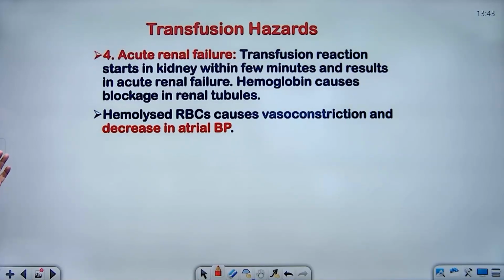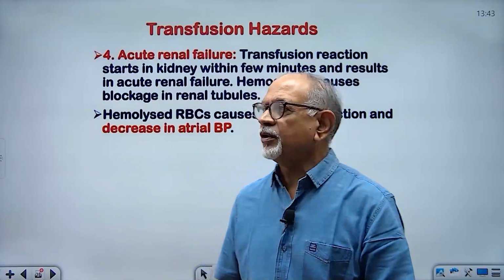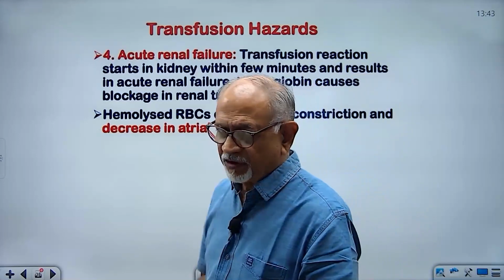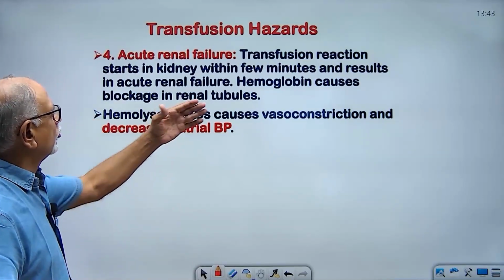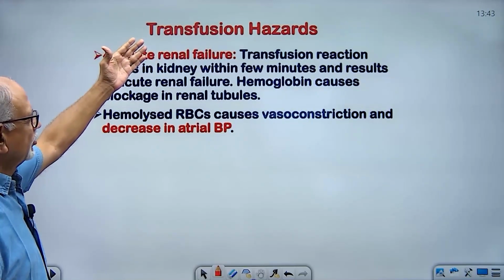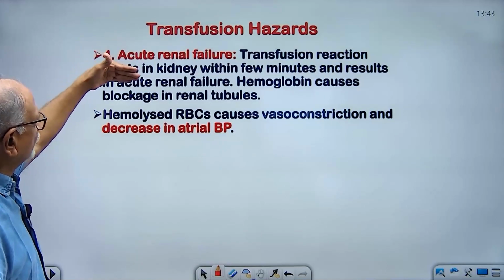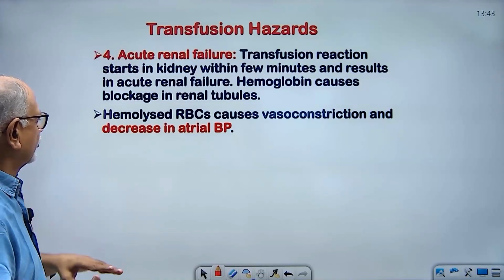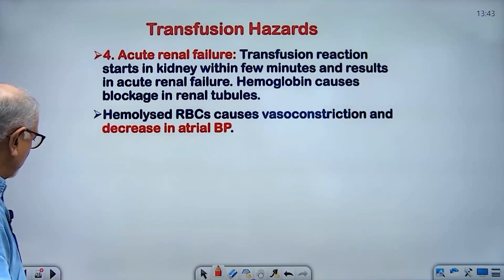Now, if the transfusion is not proper, then there can be acute renal failure. This is due to destruction of RBCs and release of hemoglobin. That hemoglobin blocks the renal tubules, thereby causing dysfunction in the kidney and failure of the kidney. So, this is due to hemoglobin. Then hemolyzed RBCs cause vasoconstriction, and sometimes it also affects blood pressure.